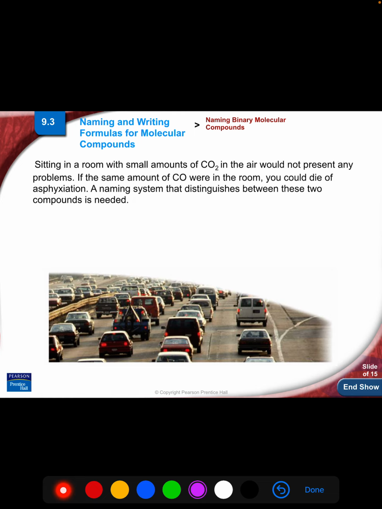So the difference between the two is quite dramatic, and yet the only difference is one has two oxygens, one has a single oxygen in its formula, and the carbon monoxide, mono, meaning one, is the one with one oxygen. Carbon dioxide, the common gas that we exhale as a product of our respiration and that plants take in to perform photosynthesis, has two oxygens, di meaning two.